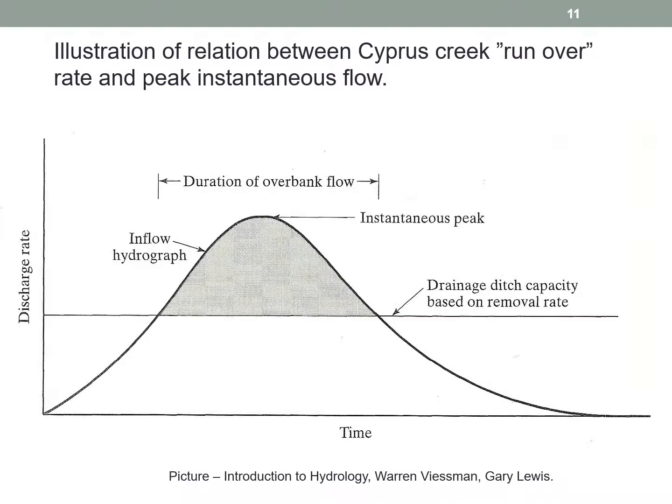So here's the graph. The horizontal axis is time. In the vertical axis, we have discharge rate. And then you see here the duration of overbank flow and the inflow hydrograph. At the left, the instantaneous peak at the top, and at the right, the drainage ditch capacity based on removal rate.